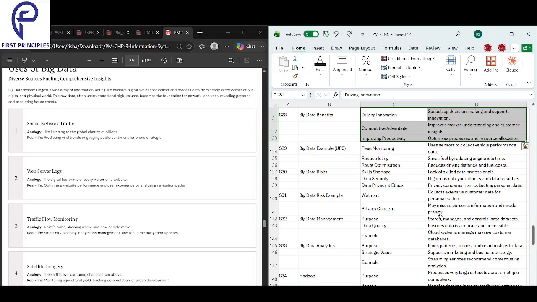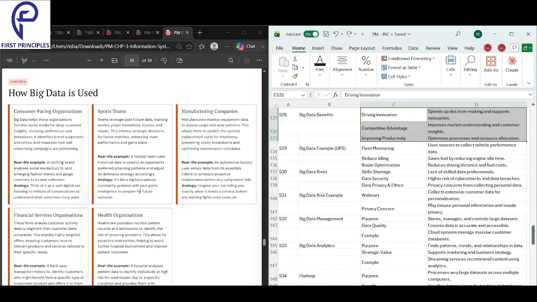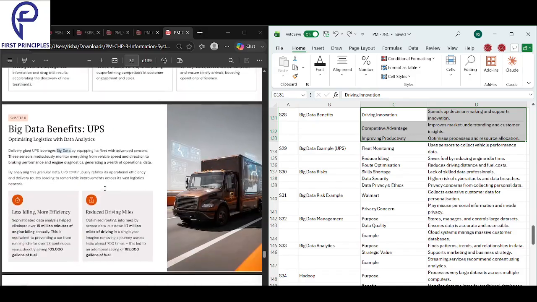What does it do? It optimizes your process and resource allocation. It gives you a competitive advantage and it drives innovation. That is the biggest benefit of big data, right? It supports your innovation. Along with the applications, we looked into how it drives innovation, gives you a competitive advantage and improves your productivity.